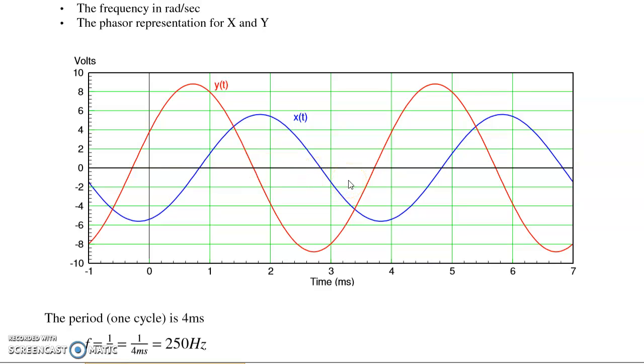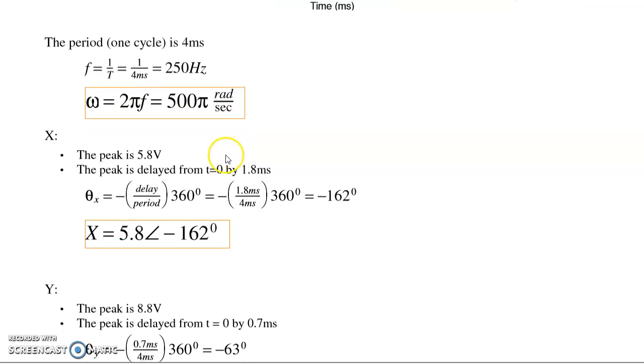The phasor representation of x, the amplitude is the peak, it's about 4.8. The phase is this delay. One cycle is 4 milliseconds. The delay is about 1.8 milliseconds. Cosine is a peak at t equals 0. This is a peak at t equals 1.8 milliseconds. So the phase is 1.8 milliseconds, that percentage of the period. One period is 360 degrees, so it's about minus 162 degrees. So x is 4.8 at minus 162 degrees. That's the phasor representation for x.